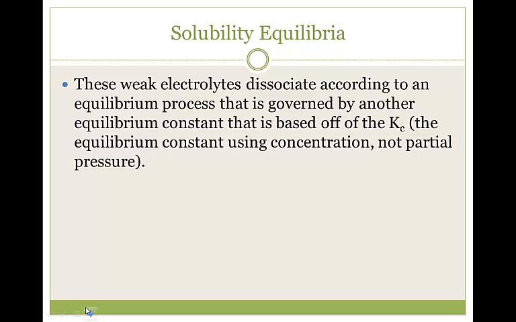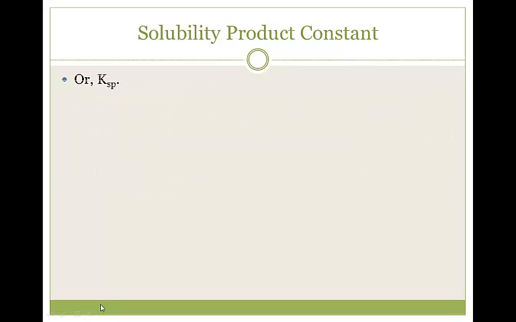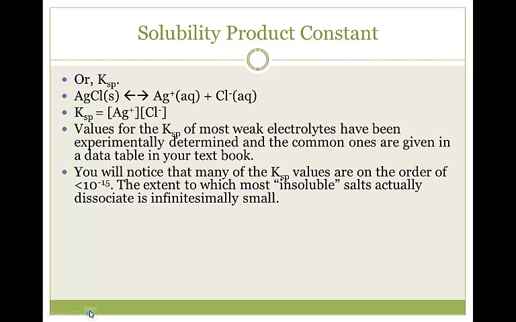another equilibrium constant. Once again, the way we write equilibrium constants never changes. Products over reactants raised to the power of their coefficients. But this final equilibrium constant that we're going to talk about for this course is another, obviously, equilibrium constant based off of concentration. So what that is, is what we call the solubility product constant, or KSP, SP standing for solubility product.